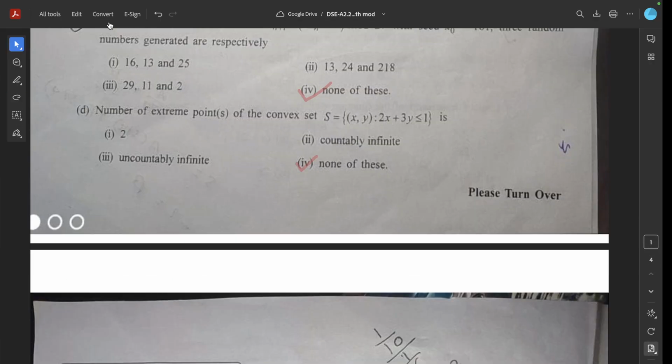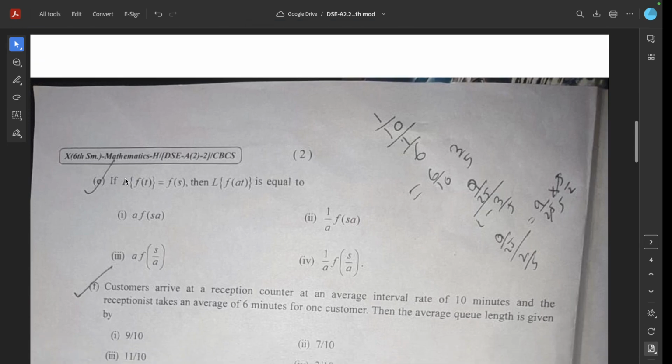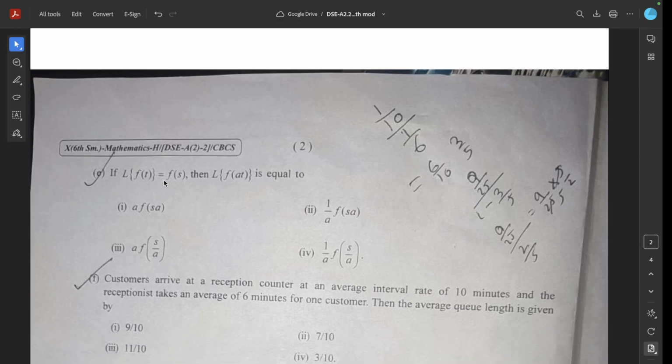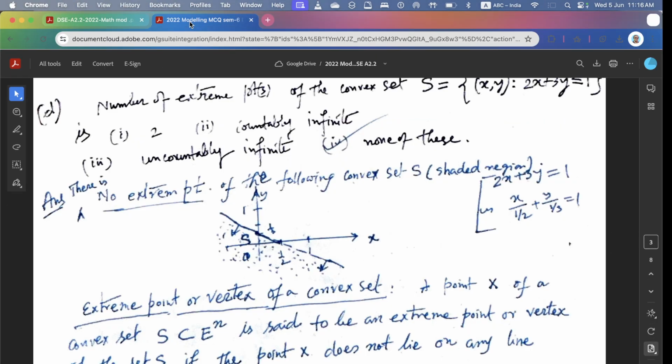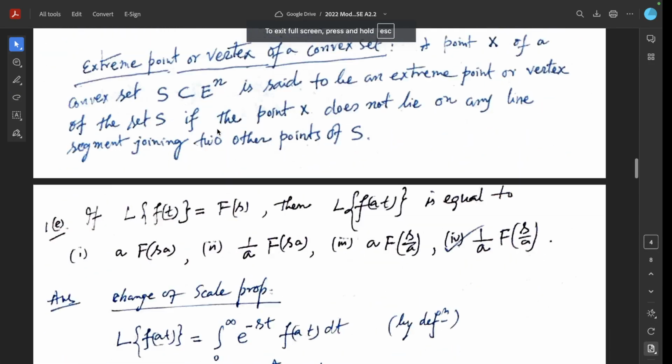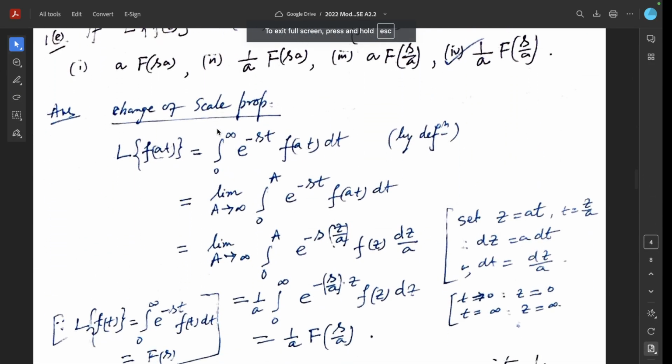Next question 1E. If the Laplace transform of f(t) equals F(s), actually this F is the capital F(s), then L of f(at) is equal to, actually this is the change of scale property. The correct option is 4. A very important property of the Laplace transform.